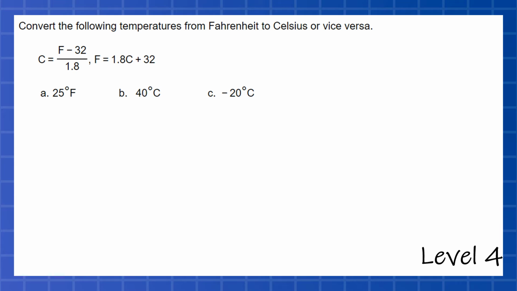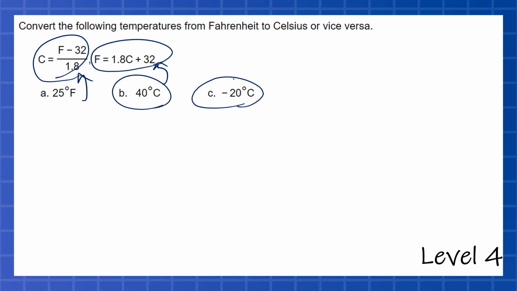Converting temperatures from Fahrenheit to Celsius or vice versa is one of our basic skills that we need because we live in a world where some countries like the United States use Fahrenheit and some countries like Australia use Celsius. And so we need to be able to use either one of these formulas, but we're just going to plug into those formulas to get the other thing. So if we have Celsius and we want Fahrenheit, we're going to plug it into the Fahrenheit formula. And if we have Fahrenheit, we're going to plug it into the Celsius formula.